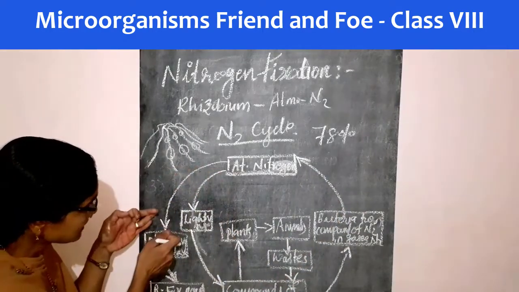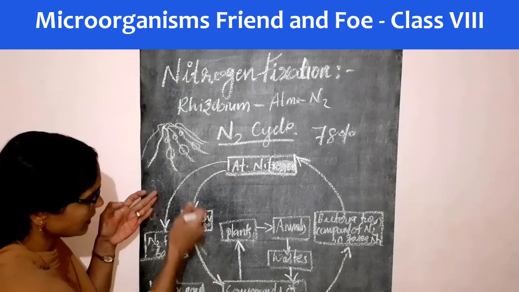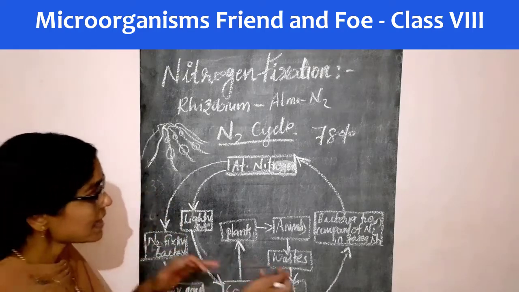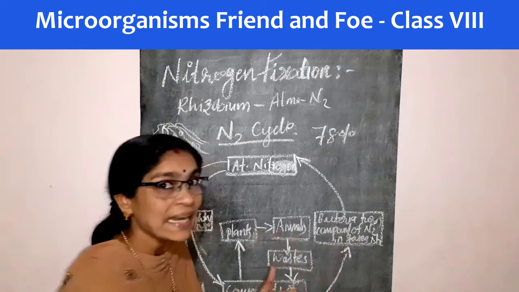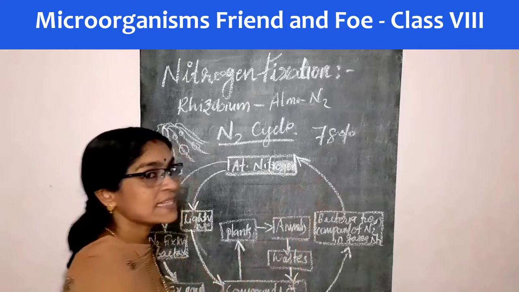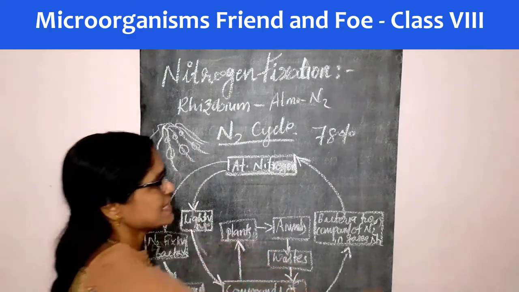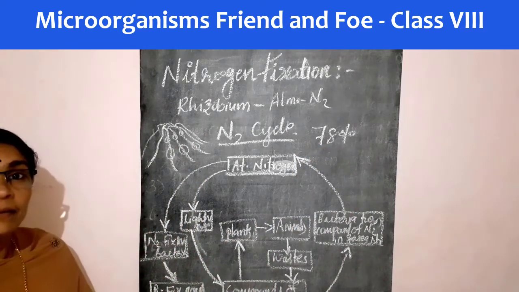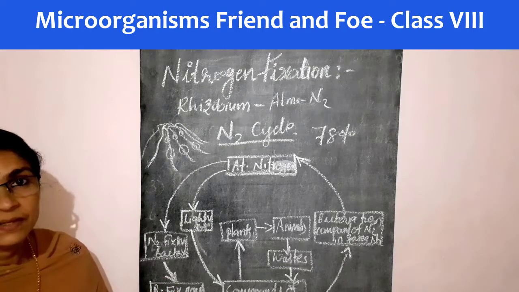Here these rhizobium bacteria, which are fixing or converting gaseous nitrogen into compounds of nitrogen, we can call nitrifying bacteria. Whereas on the opposite side we can see some bacteria are degrading the compounds of nitrogen into free nitrogen. That process we can term as denitrification. Nitrification and denitrification: opposite actions. Both are done by bacteria, microorganisms.